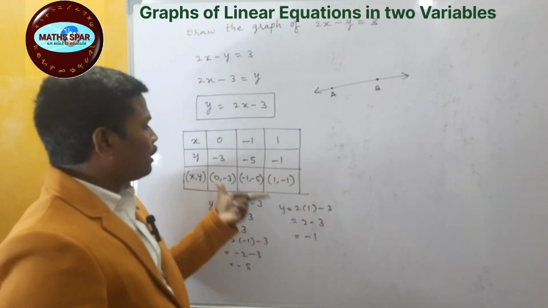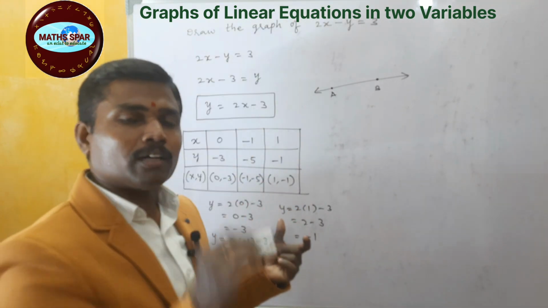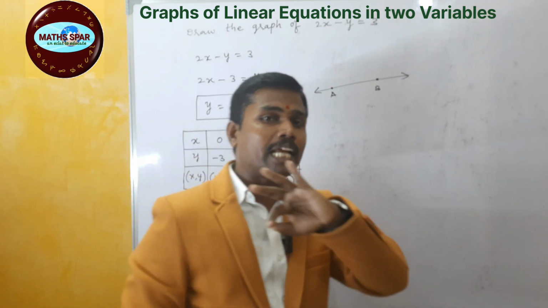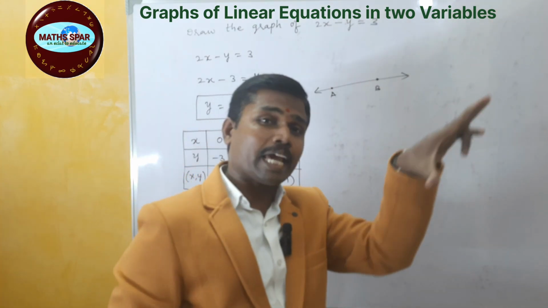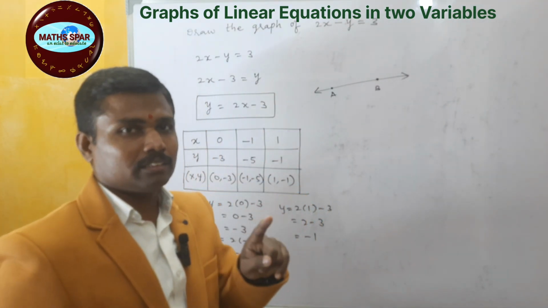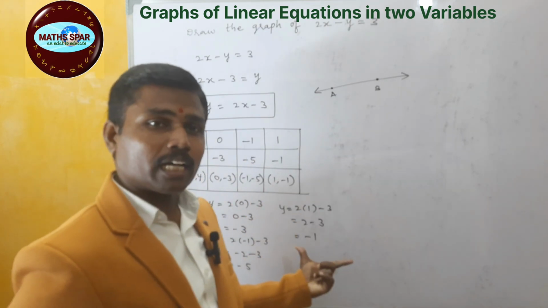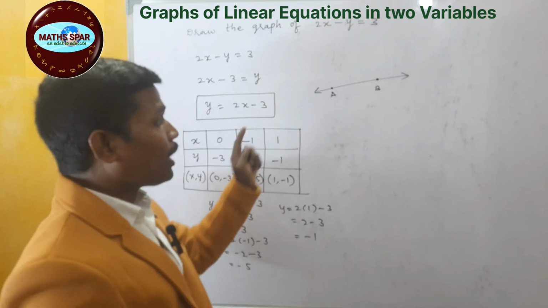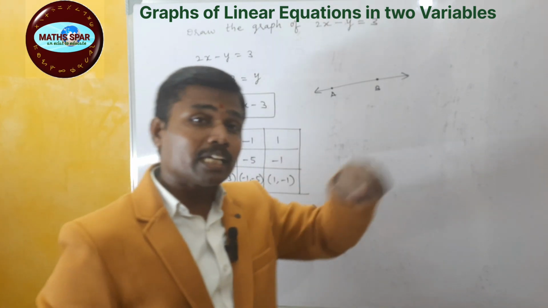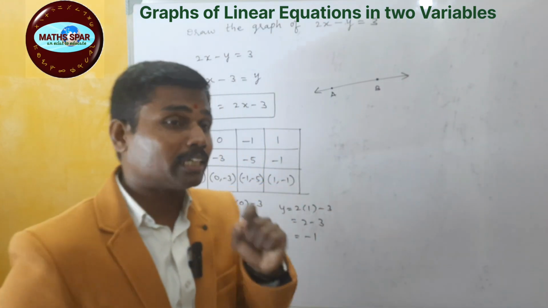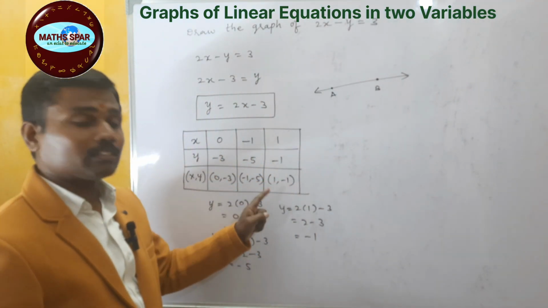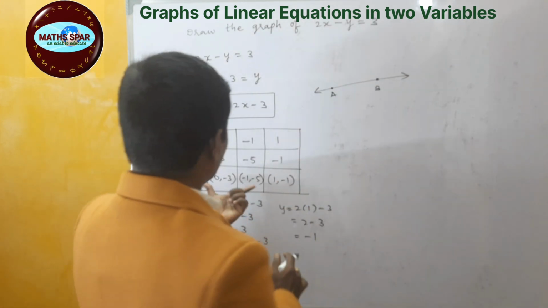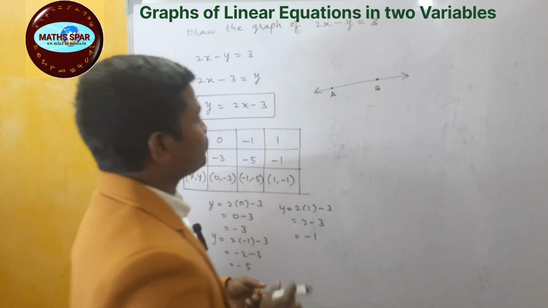Here what will happen: when you plot these 3 points on the graph paper and join them, if the 3 points come on the same line, then you will understand that those 3 points are collinear and also your graph is correct. If even one point is not coming on the straight line, then you have to understand that you are wrong in your calculation in finding the value of y somewhere. So now let us plot these 3 and check.